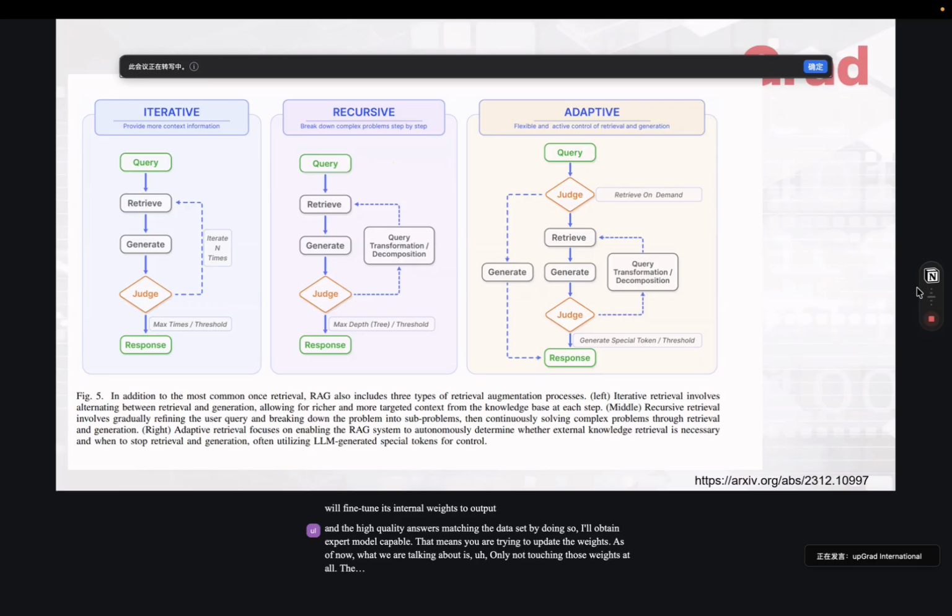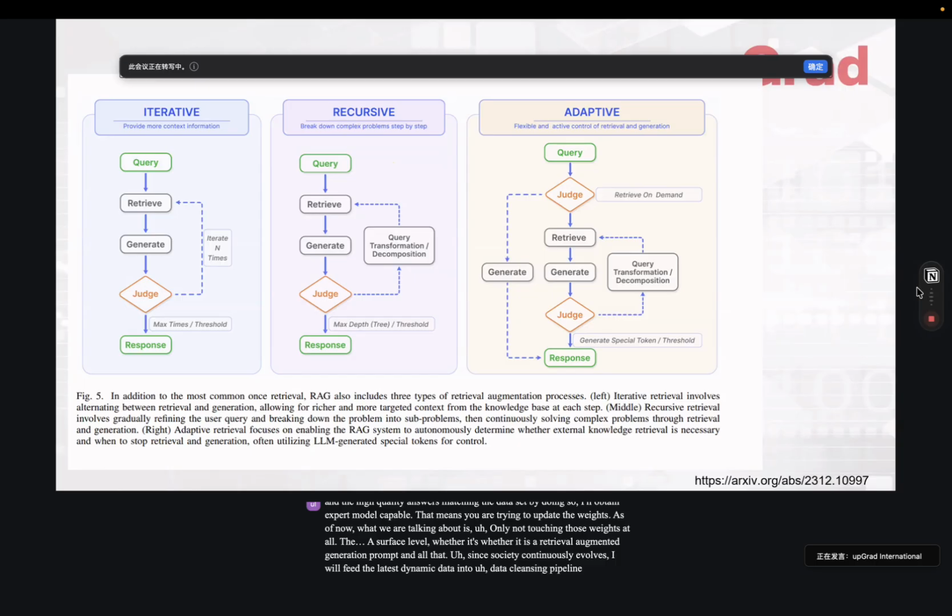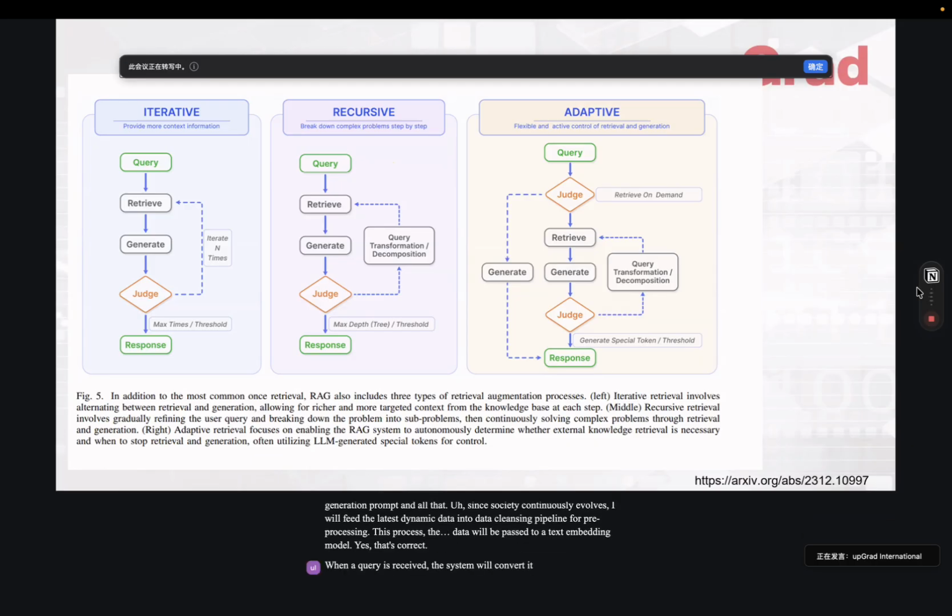The surface level, whether it is retrieval augmented generation, prompt, and all that. Since society continuously evolves, I will feed the latest dynamic data into a data cleansing pipeline for pre-processing. Then the data will be passed to a text embedding model. Yes, that's correct. When a query is received, the system will convert it into the user's prompt, and all.